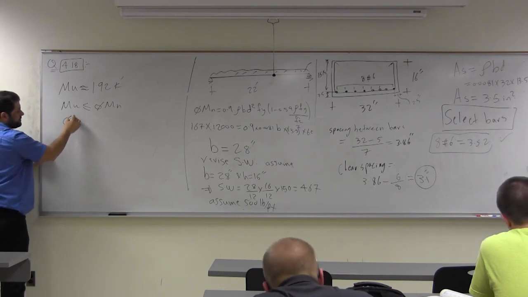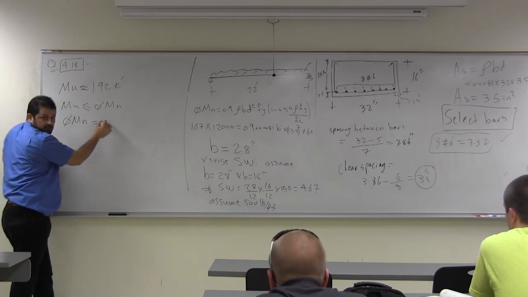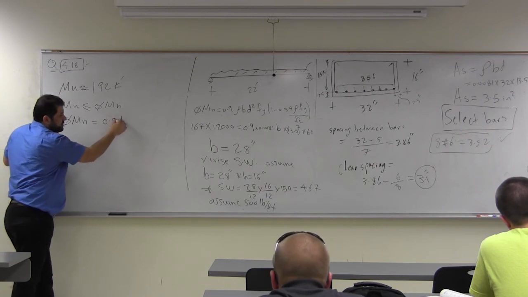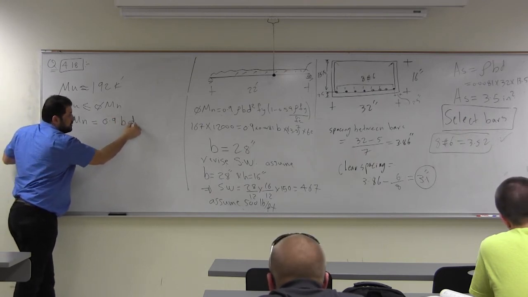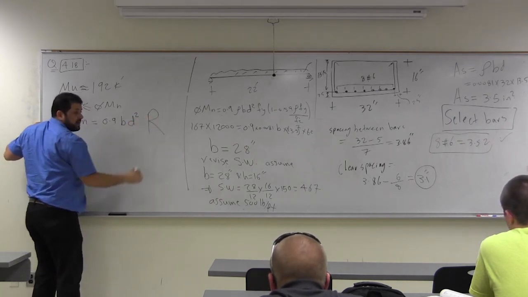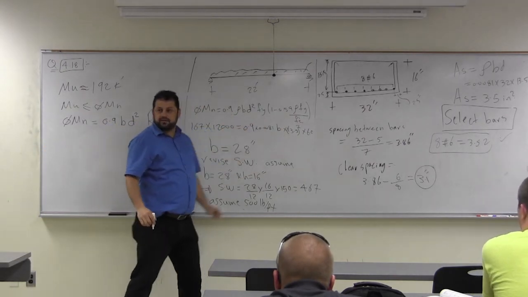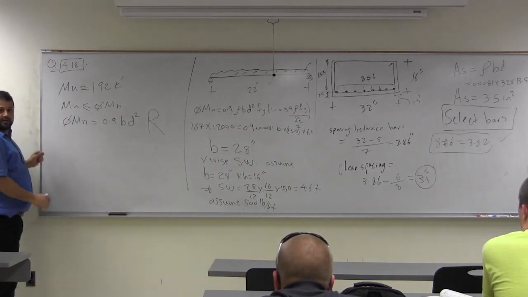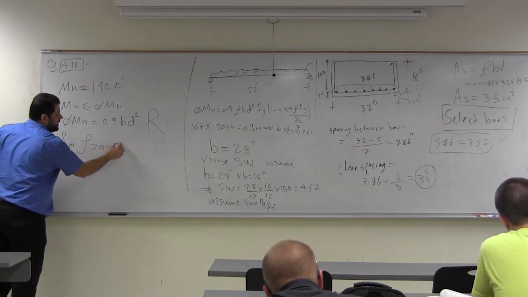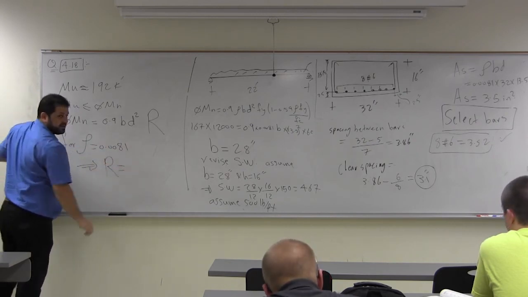And phi Mn equals what, guys? You remember this? Look at this. 0.9 b d squared R, which is this in here. R, for rho equal 0.0081. There's a table given for you in the design aids.